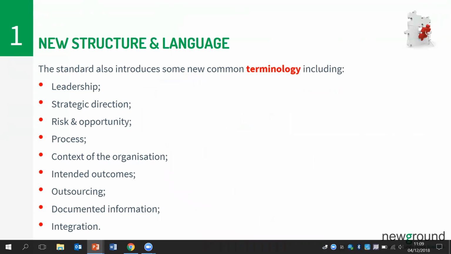Within the new structure and language, the standard also introduces some common terminology that you may not have seen before. This new terminology forms part of the new high-level structure, and it's used across all the management system standards now. It includes new terms such as leadership, strategy, risk and opportunity, context of the organisation, and so on. I've listed a few more for you there on the slide. I will be touching on all of this new terminology in more detail throughout the webinar.